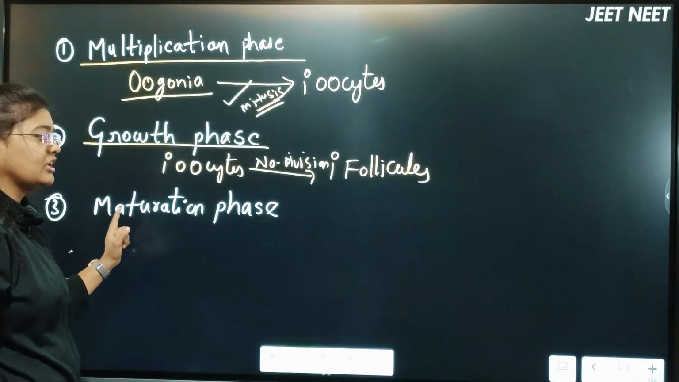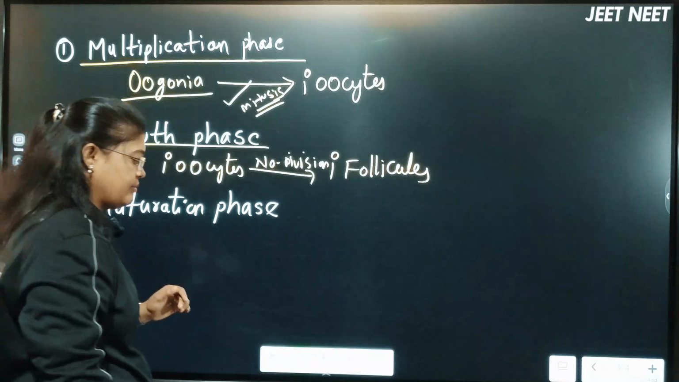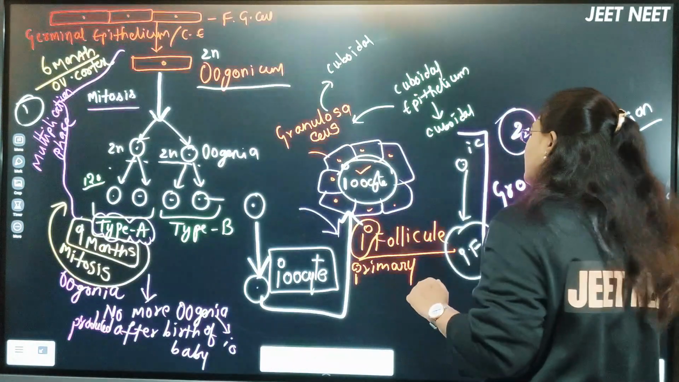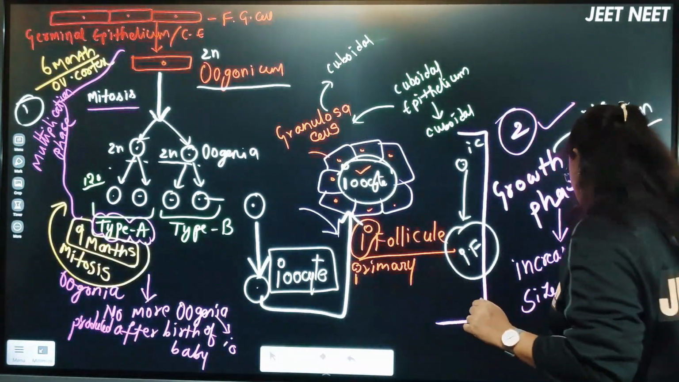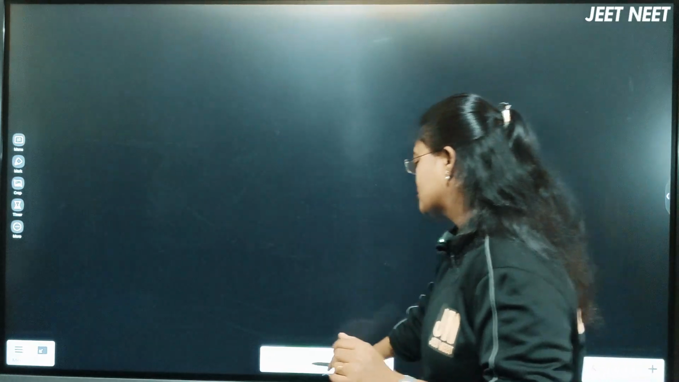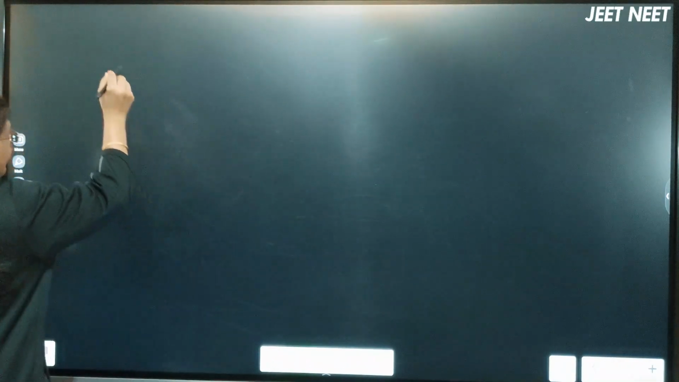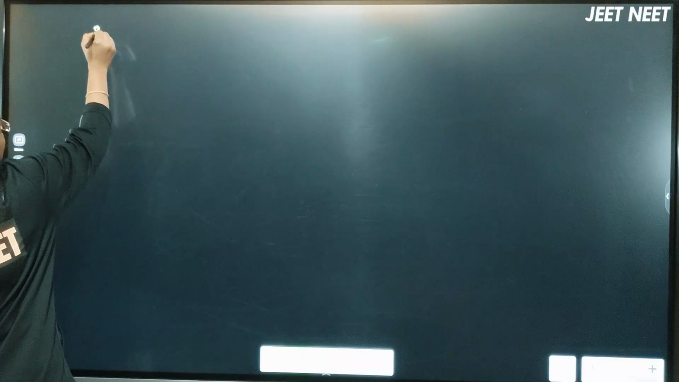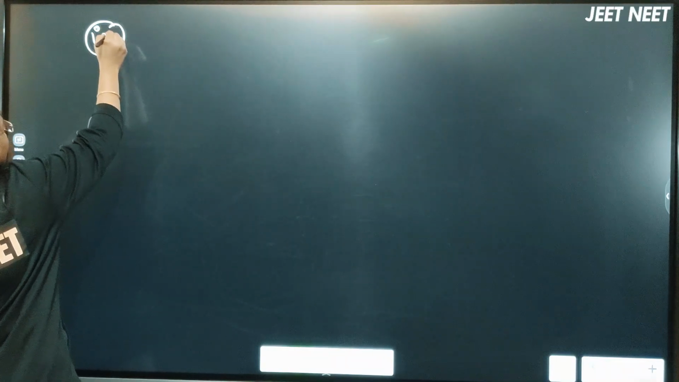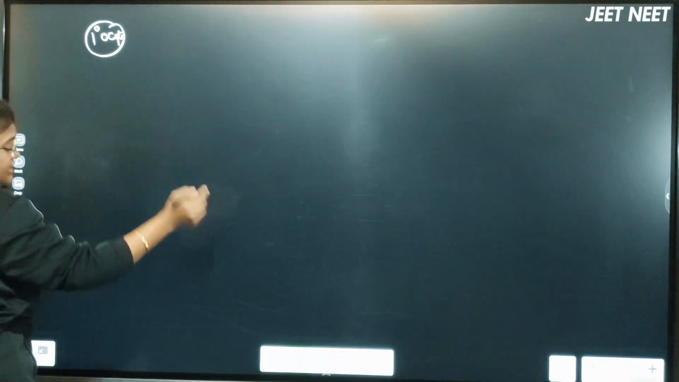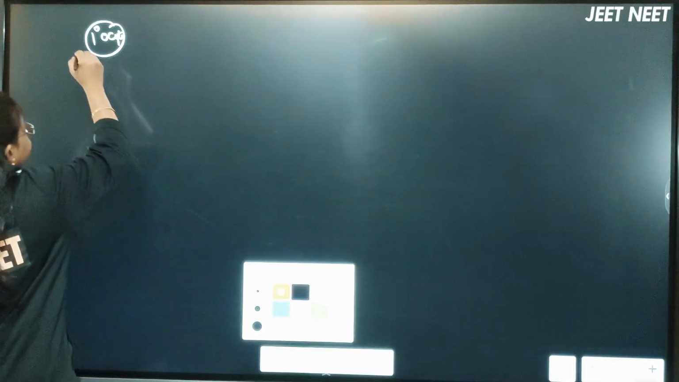Now I am talking about the maturation phase. Listen carefully. Whenever this primary follicle is formed, this is the primary follicle. I am drawing the primary follicle structure again. Now see the diagram carefully, whatever I am drawing here. The primary follicle contains which oocyte inside? Primary oocyte, surrounded by which cells?